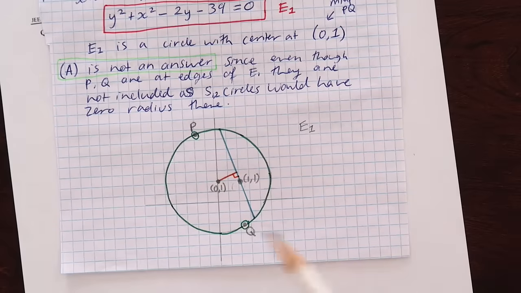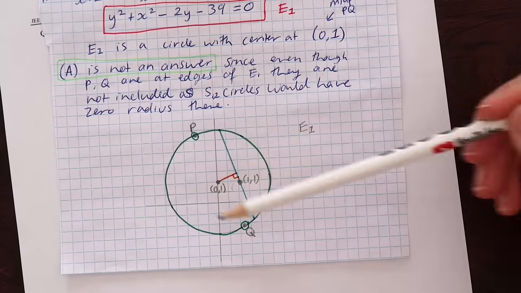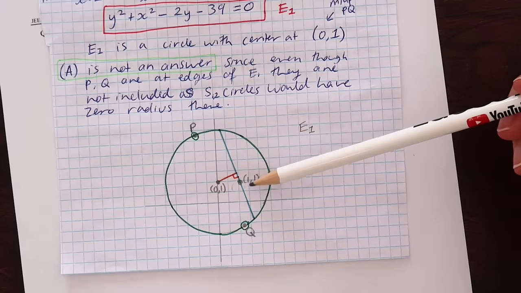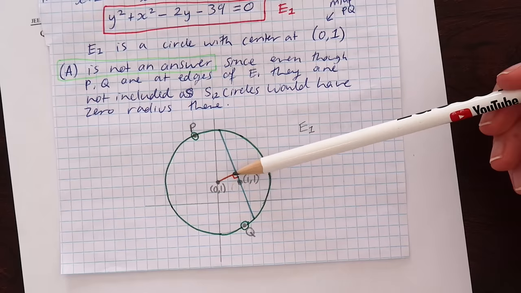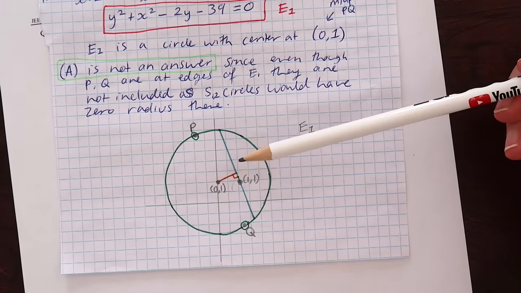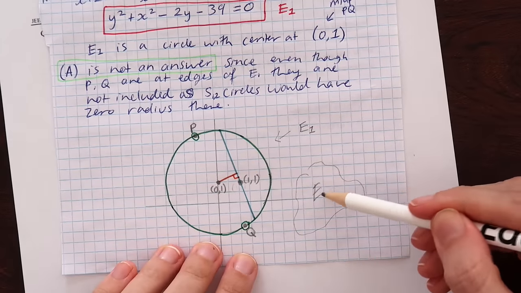The next thing that happens is that we start to draw chords in this circle of E1, and these chords pass through the point (1, 1). Now the midpoints of these chords form their own locus called E2. E2 will be all the possible midpoints.